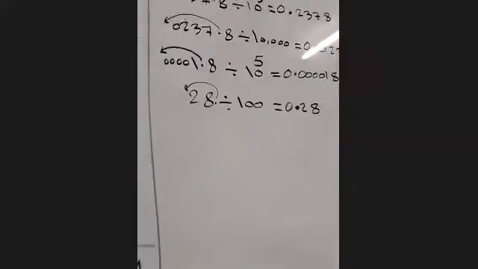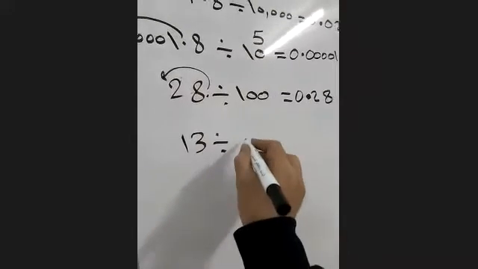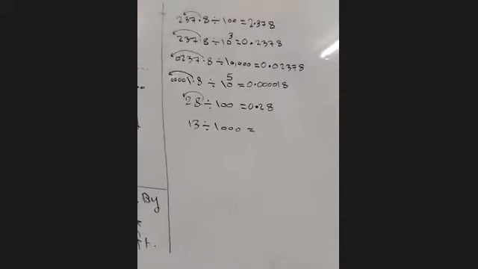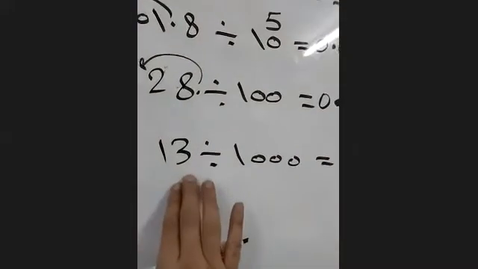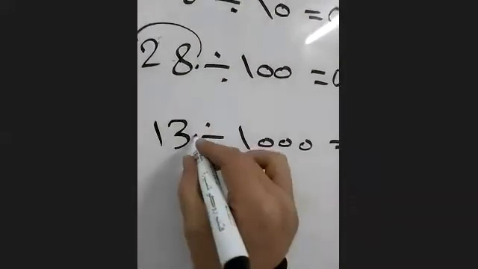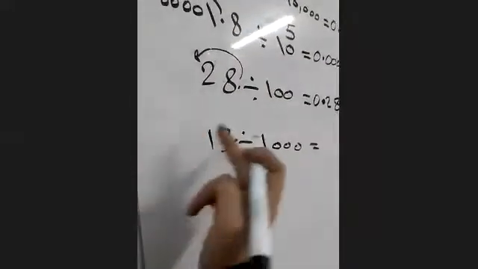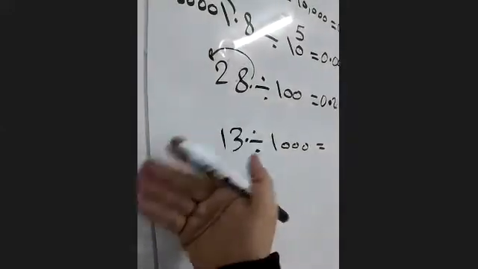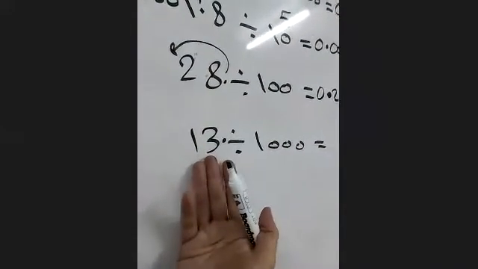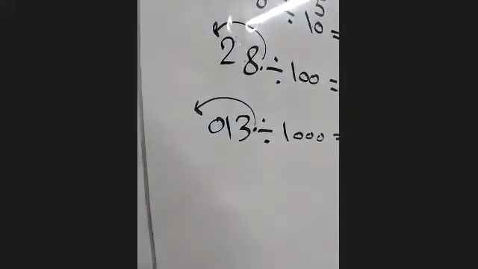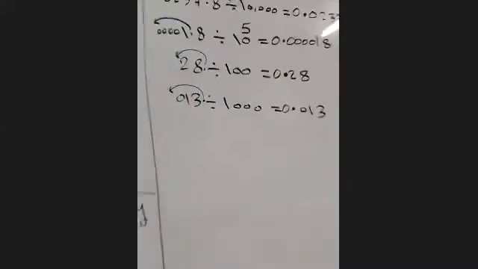For example, 13 divided by 1000. Here this number has no decimal. If the number has no decimal, put a decimal here. Now I need to push the decimal to the left 3 digits, but I have only 2 digits. I add 0 to make them 3. Then I push the decimal up. The answer will be decimal 0, 1, 3, and the empty place here we add 0.